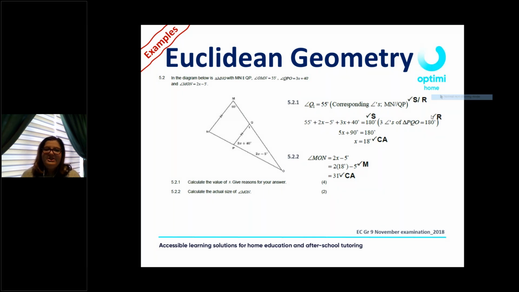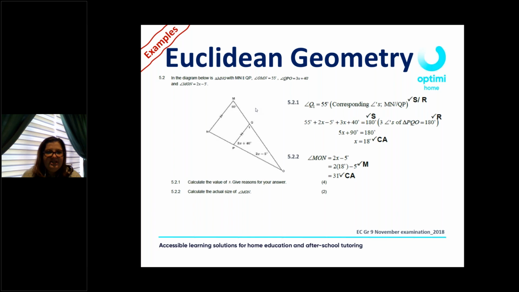Right. Any questions regarding question 5.2? You're welcome to put up your hand. Let me see if you have any questions. Right, Isabella says that Q1 should be 55 because they are corresponding angles. Well done. That is exactly what we said.